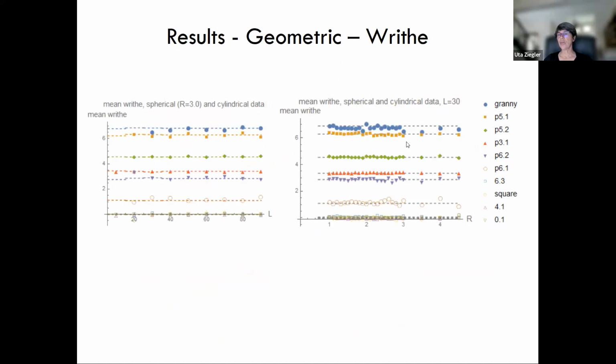The writhe, we saw, is pretty steady regardless of radius of confinement or length. The big colorful thingies you see are exactly what you've seen in the diagrams before. The dashed line now is the writhe information for the cylindrical data. This is for length 30, this is for radius of confinement 3 for the spherical data, and for whatever the cylindrical data is. And so what you can see is that things line up very well. So the writhe in the cylindrical model is in line with the writhe in the spherical model, which is in line with the writhe everywhere, it looks like.